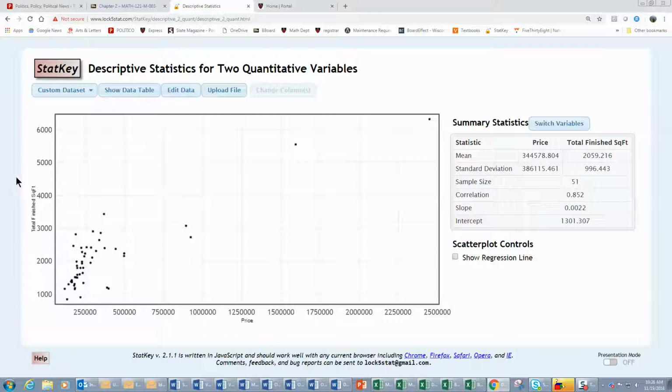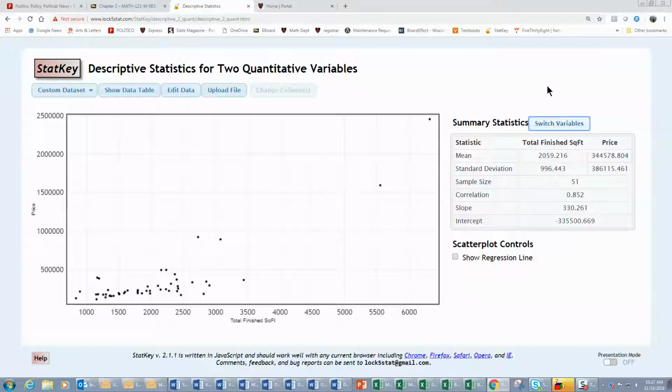and this is almost exactly what I want, except we see price on the x-axis and total finished square feet on the y-axis. But I want those two switched around. The reason is I'm trying to use the size, the finished square feet, to explain the price, to predict the price. So the problem told us that total finished square feet would be the explanatory variable, and the explanatory variable always goes on the x-axis, on the horizontal. And the response variable, the price, goes on the y-axis, the vertical. So I just switched the variables.